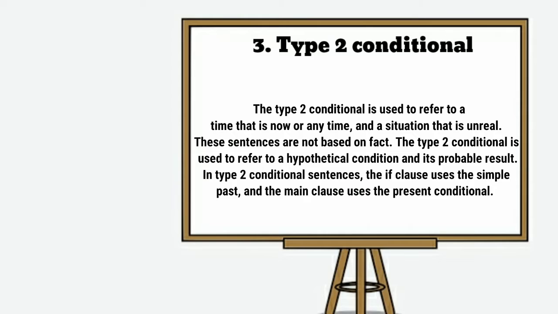Number 3. Type 2 conditional. The type 2 conditional is used to refer to a time that is now or any time, and a situation that is unreal. Is the sentence not based on fact?